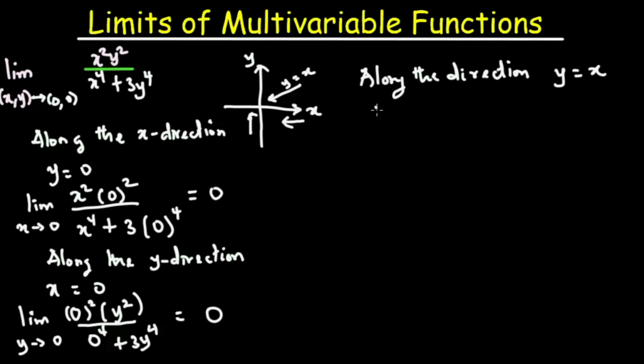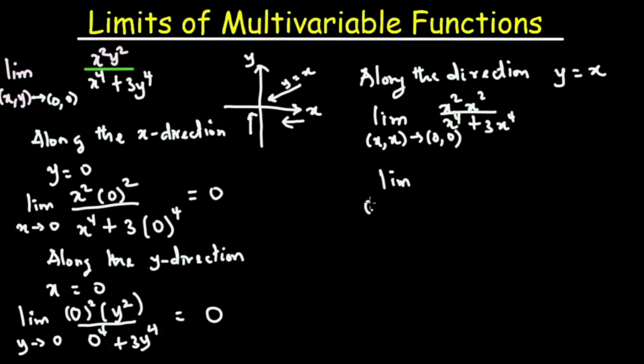I'm going to have the limit, say x comma x tends to 0 comma 0 of, now y equals x. I could replace x with y or y with x. So since I've said x comma x is 0 comma 0, let's replace y with x. So we're going to have x squared multiplied by x squared divided by x to the fourth plus 3 multiplied by x raised to the power 4. So I'm going to have the limit as x comma x tends to 0 comma 0 of x to the power 4 over x to the power 4 plus 3x to the power 4, which is 5x to the power 4. So this cancels out this, and my answer here is going to be 1 over 5.